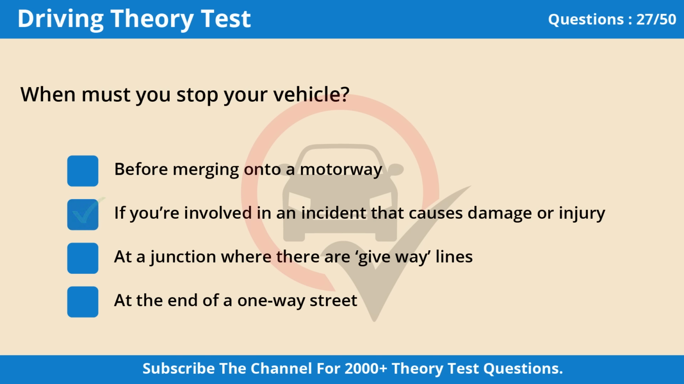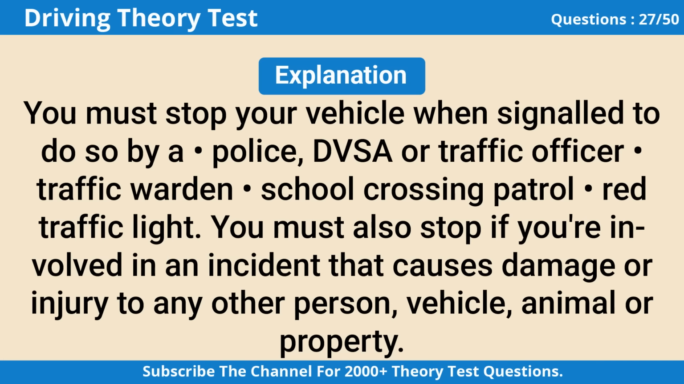B. If you're involved in an incident that causes damage or injury. You must stop your vehicle when signaled to do so by a police, DVSA, or traffic officer, traffic warden, school crossing patrol, or red traffic light. You must also stop if you're involved in an incident that causes damage or injury to any other person, vehicle, animal or property.